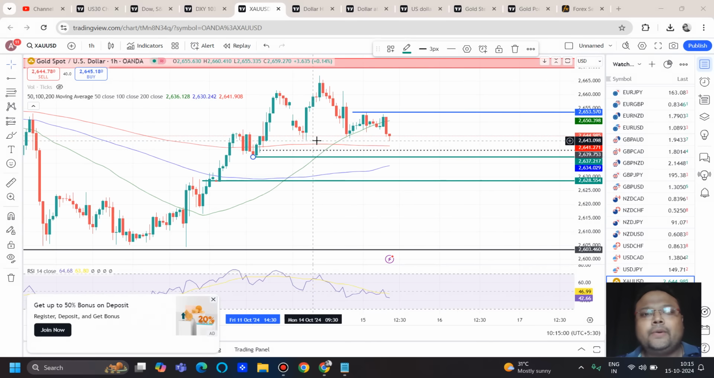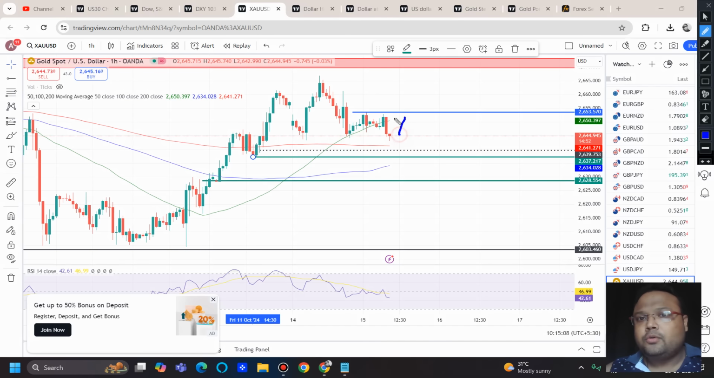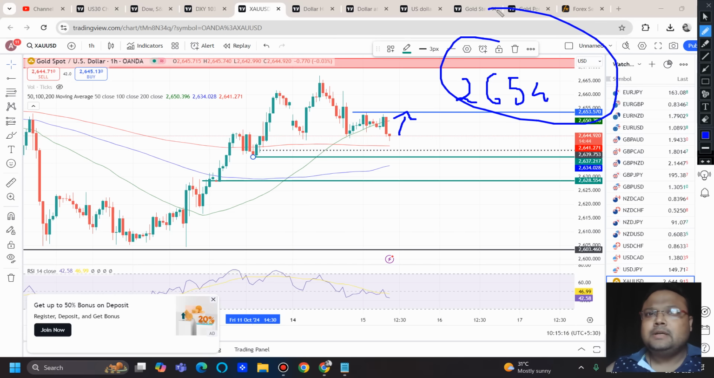Now we can see that gold is trying to take support around the previous level of 2644-41 area. If gold goes up from here, then we can also look for a buy above 2654. But as I have already mentioned and always mentioned, buying at retracement is always safer. But if the market doesn't come for a retracement, then obviously we cannot help it.